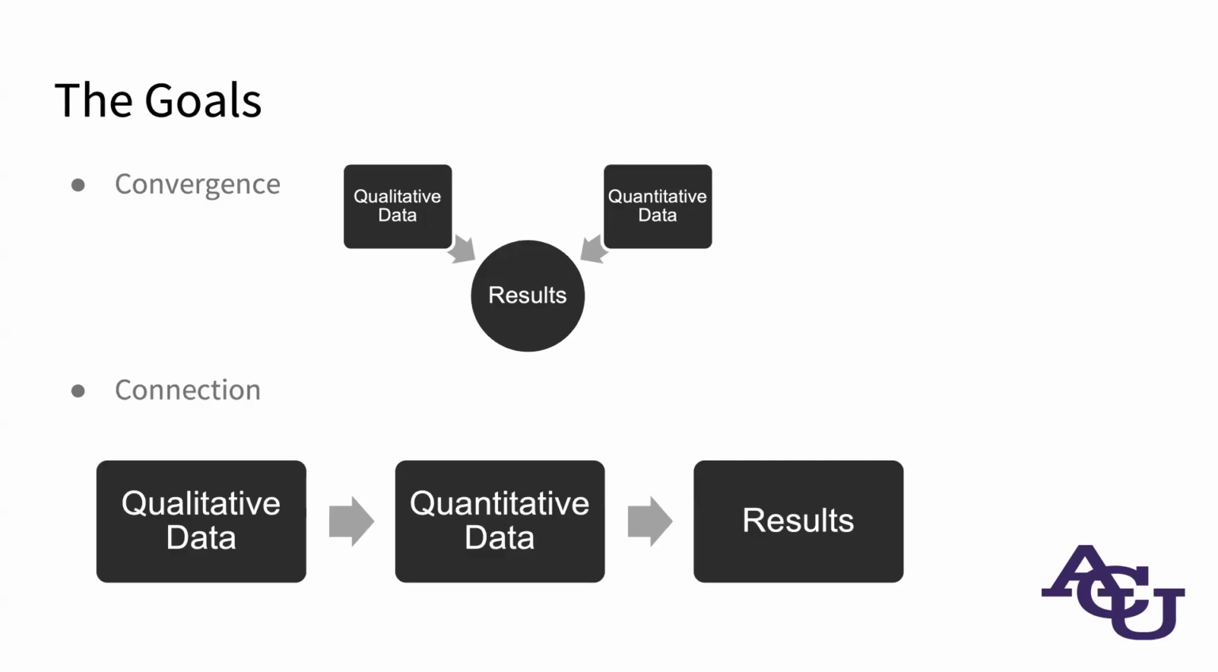And we have a number of goals that we can pursue. One is to have a convergence, to have both qualitative and quantitative, giving us a better understanding of the results that we have with the data that has been collected and looking at the outcomes. Or we might be using one to lead to the other, in which case it's usually you do the qualitative data collection analysis first, and from that you develop your quantitative approach and go and collect that data, and then you use that for the final results.